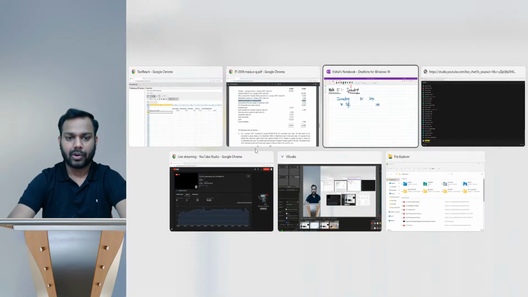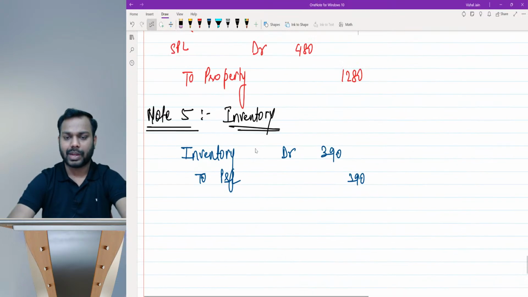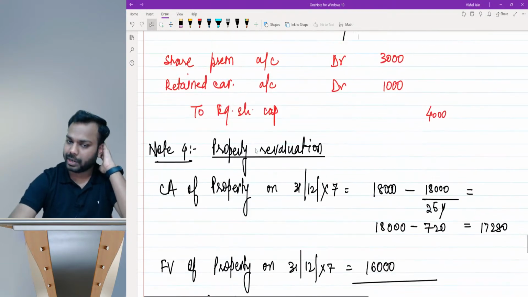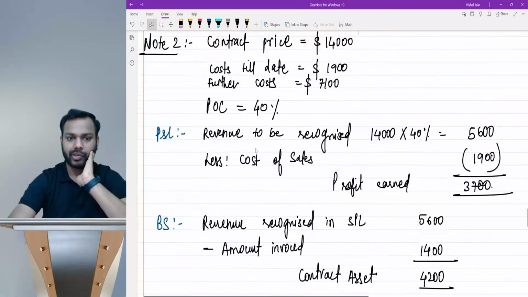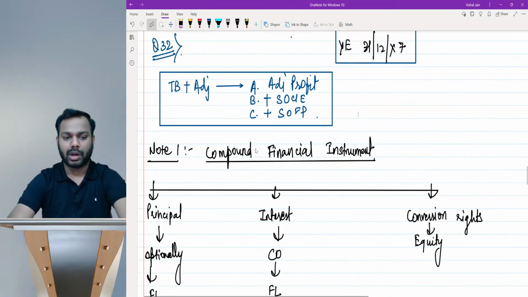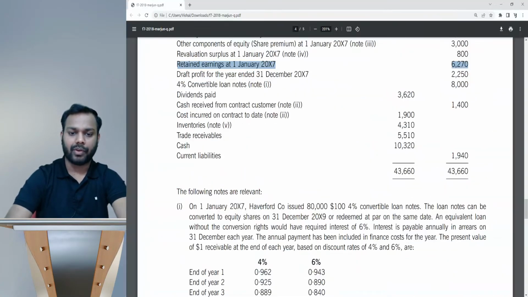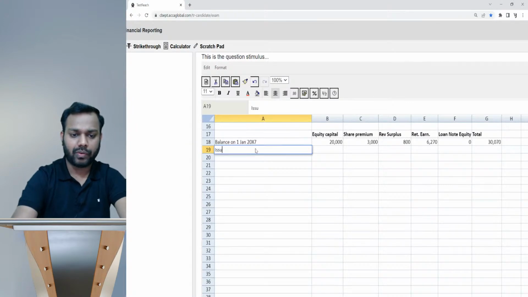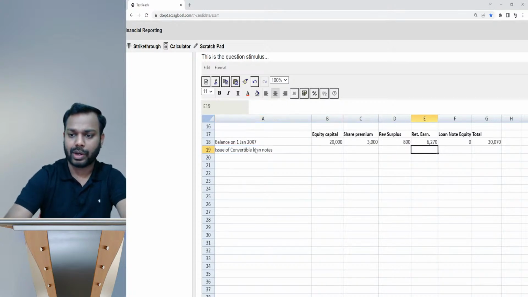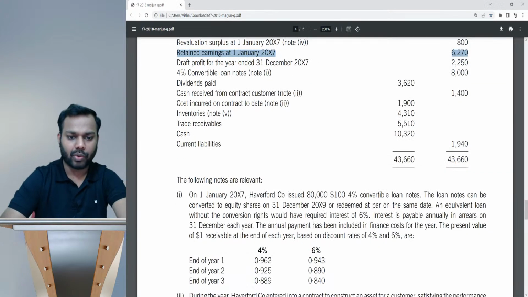Okay, fair enough. Now what we'll do is we'll see each and every note and check where the adjustment is to be done in the statement of changes in equity. What is the adjustment to be done for this one? We have to record in equity, right? So issue of convertible loan notes. Convertible loan notes is 424. We will write here plus 424, right? Then note 1 is done.